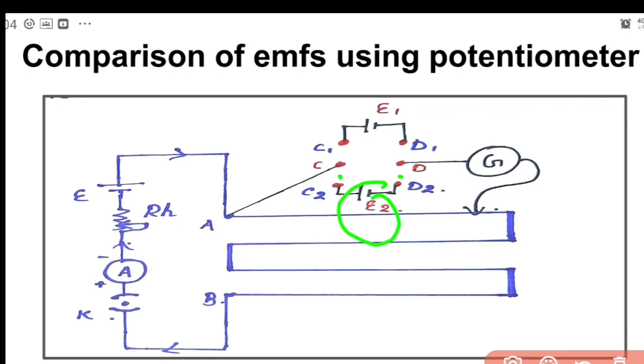In the same way, you have to press the jockey over the potentiometer wire, find the balancing point and find the balancing length. Let that balancing length be L2. So L2 is the balancing length when epsilon 2 is included in the circuit. As per the principle of potentiometer, we can write epsilon 2 is proportional to L2. So we have epsilon 1 proportional to L1 and epsilon 2 proportional to L2.